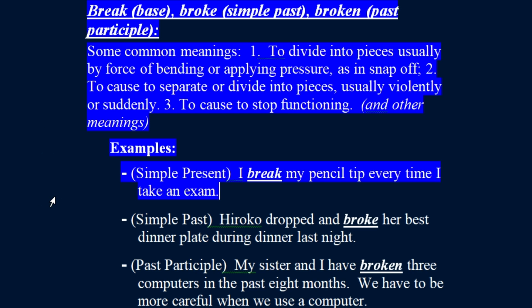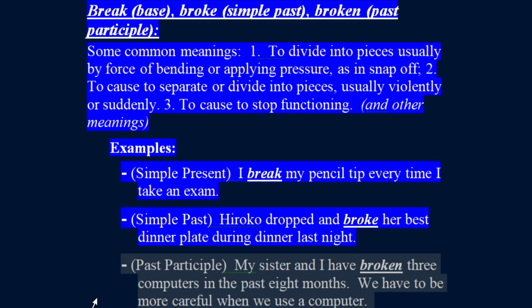Examples. Simple present. I break my pencil tip every time I take an exam. Simple past. Hiroko dropped and broke her best dinner plate during dinner last night. Past participle. My sister and I have broken 3 computers in the past 8 months. We have to be more careful when we use a computer.